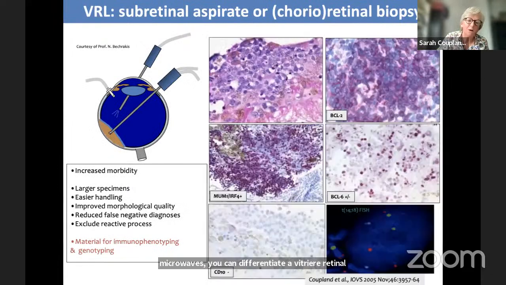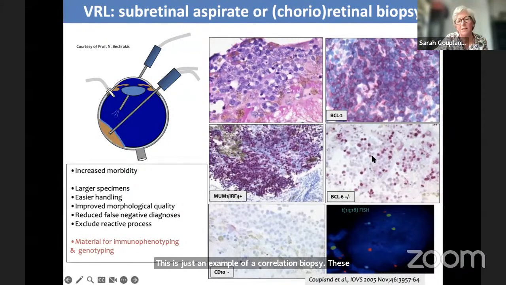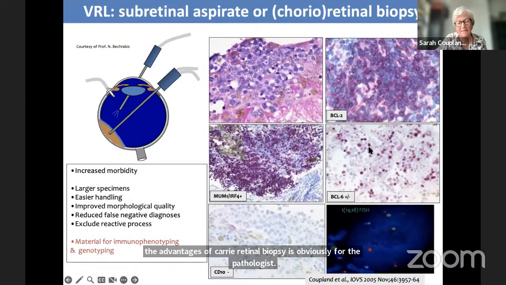This is just an example of a chorioretinal biopsy. These are performed in some centers where perhaps a vitrectomy hasn't provided a definitive diagnosis. The advantage of a chorioretinal biopsy is obviously for the pathologist. We can play around with more antibodies, and we can also do a range of different tests.